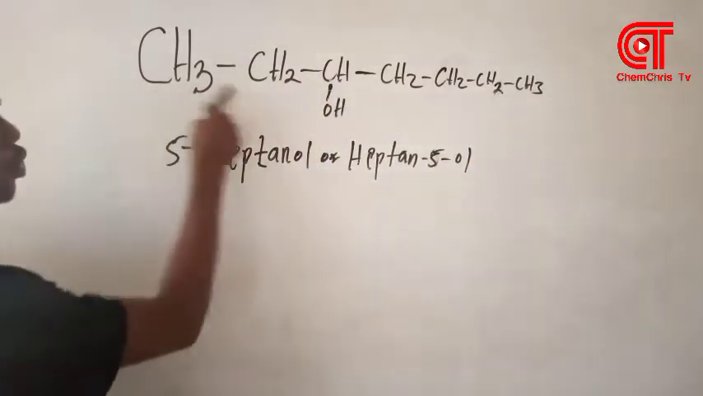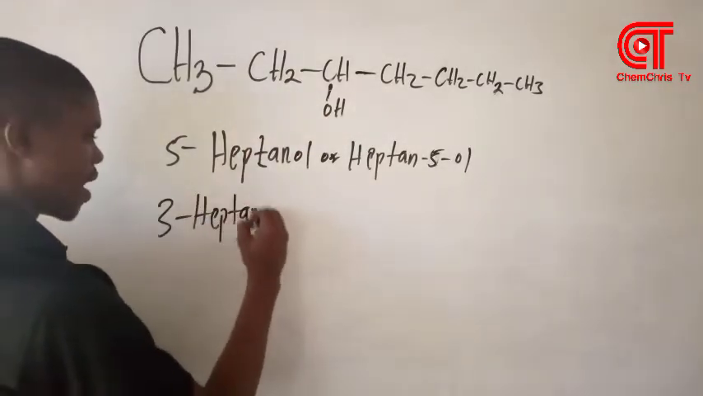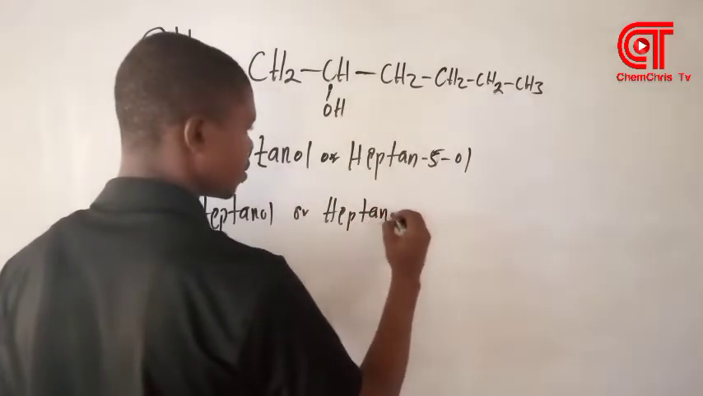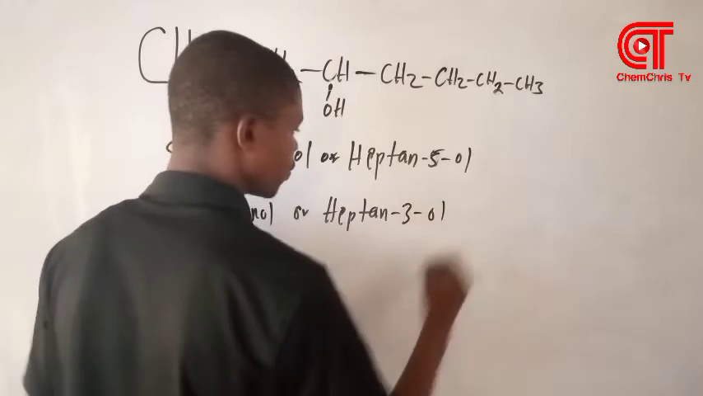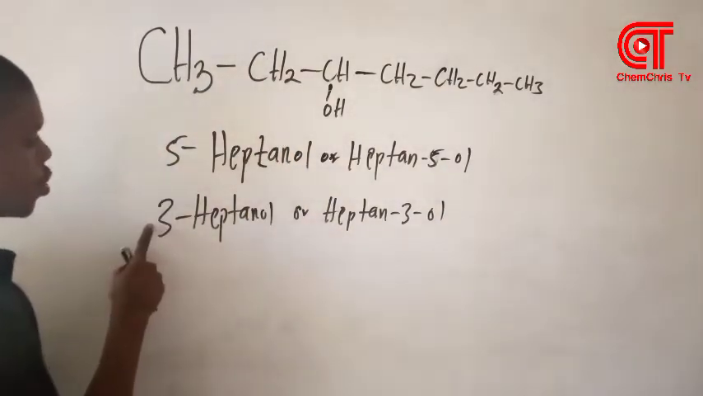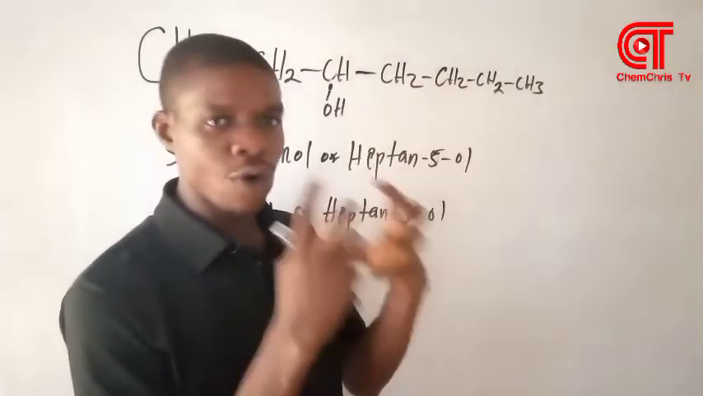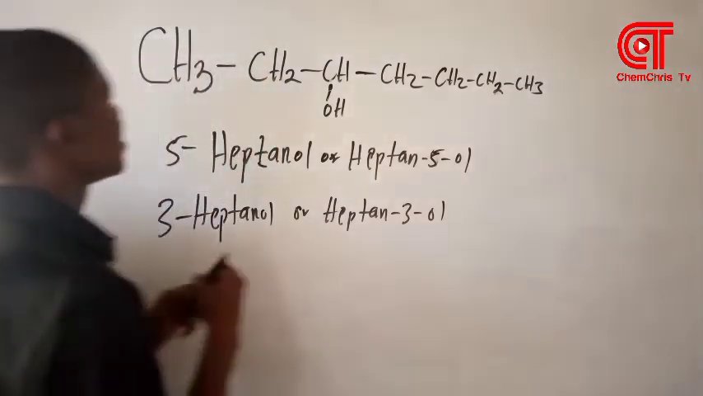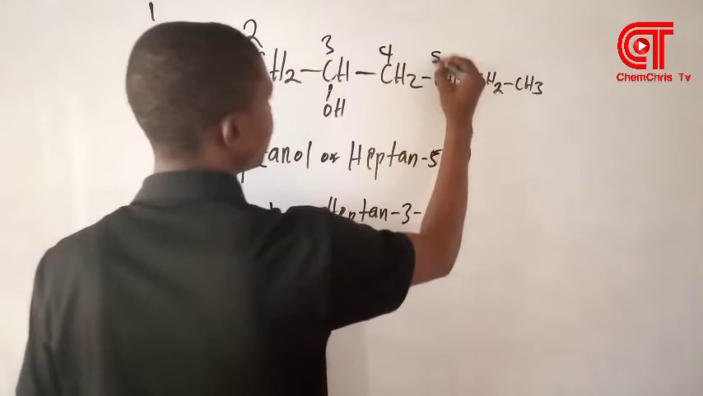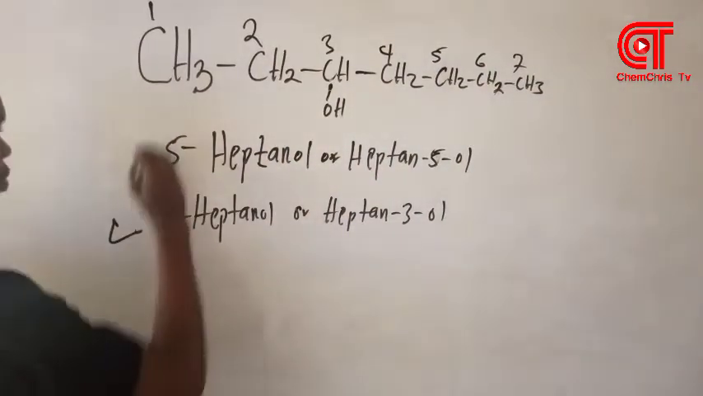Now, if you start from here, 1, 2, 3, here we have 3-heptanol, or hepta-3-ol. So 5 and 3, which one is the lowest? 3 is the lowest. The carbon atom carrying the OH must have the lowest possible number. So numbering from here, 1, 2, 3, 4, 5, 6, 7, will not be the correct one. So this one is the correct one. This one is the wrong one.